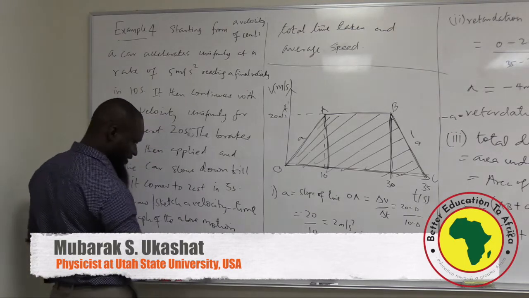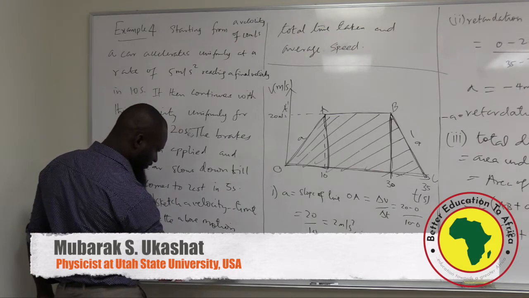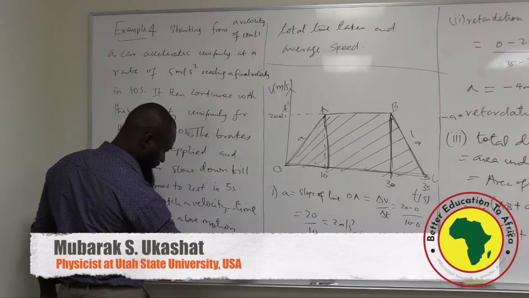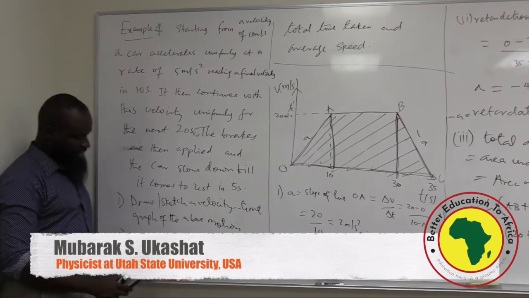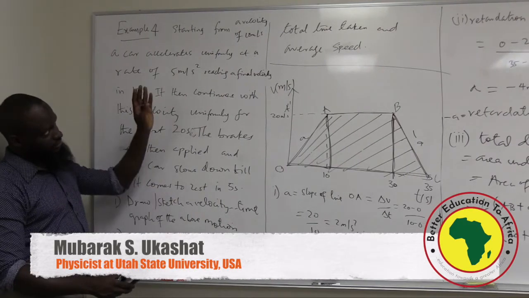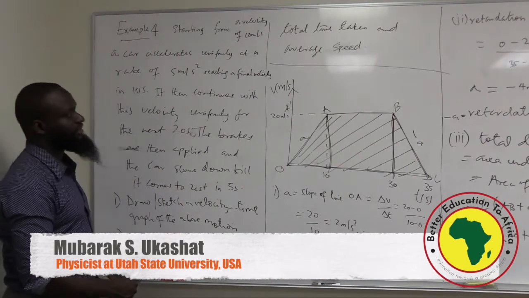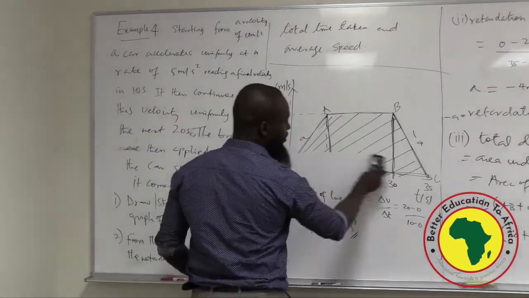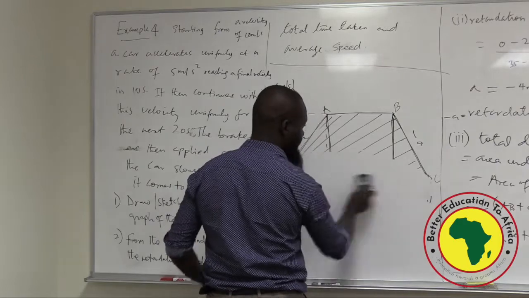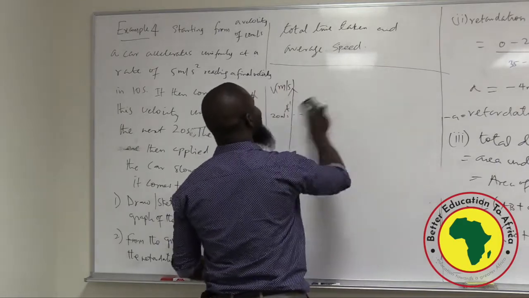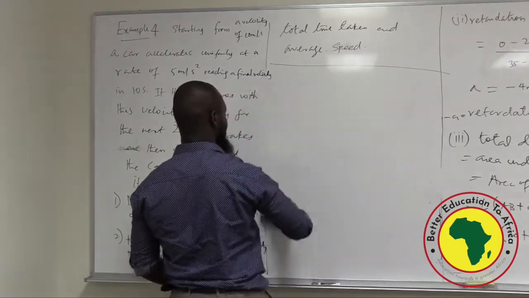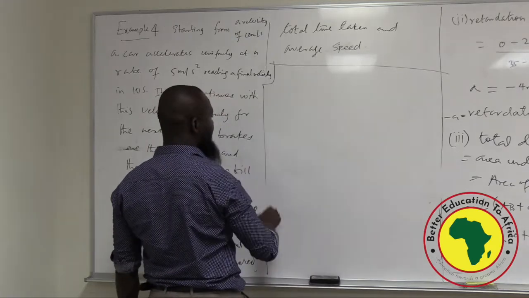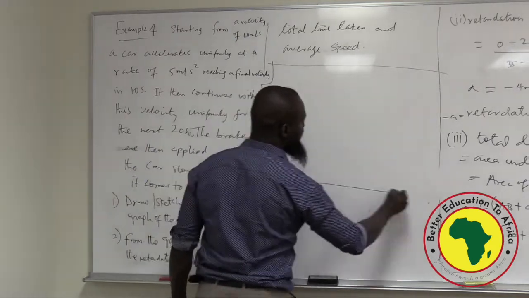to find is the final velocity, the retardation, total distance covered, total time taken, and average speed. So you see how the graph is going to change now. Now we're going to draw a different graph. Now this car did not start from rest anymore. This car started from a velocity of 10 meters per second.